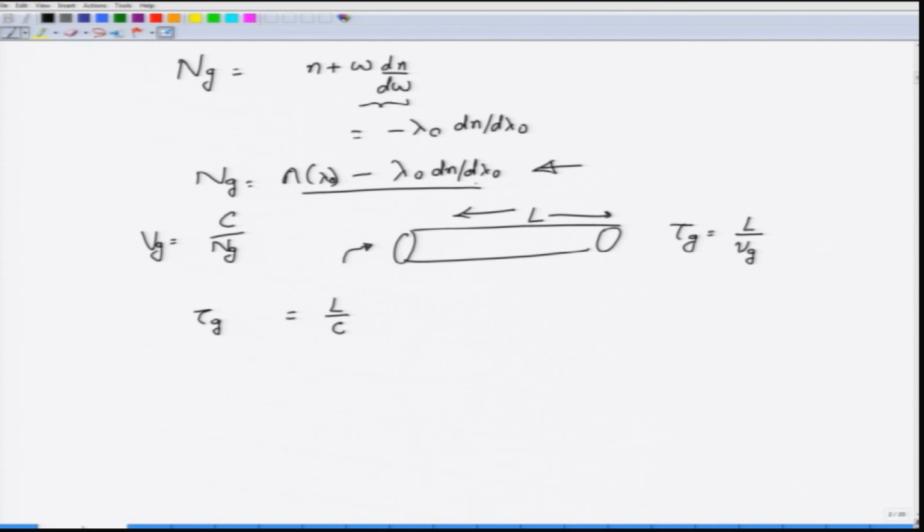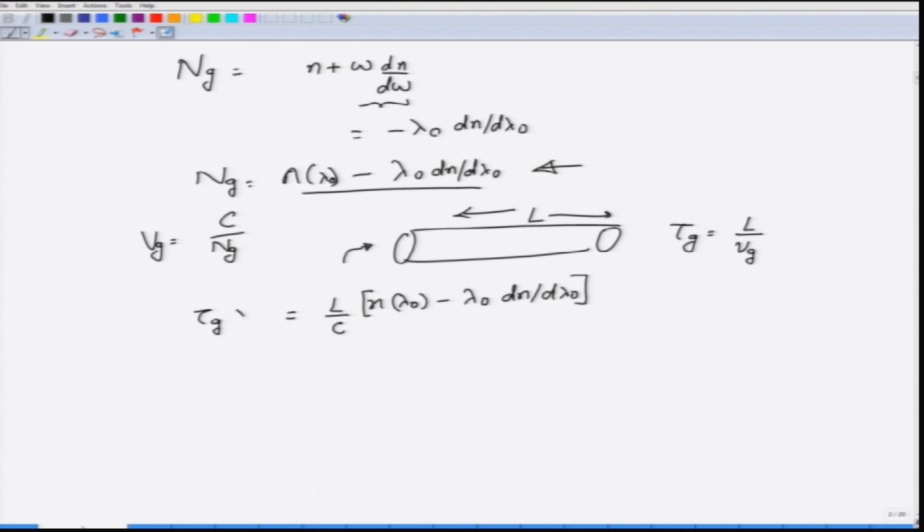Ng is nothing but this fellow. So you can write this as n of lambda 0 minus lambda 0 dn by d lambda 0. So this is the group delay that you are looking at, and this group delay is dependent on the material. Now this is the group delay of a particular wavelength lambda 0.